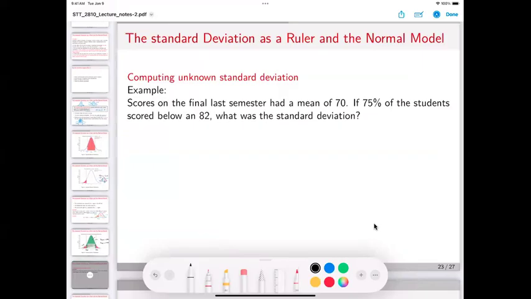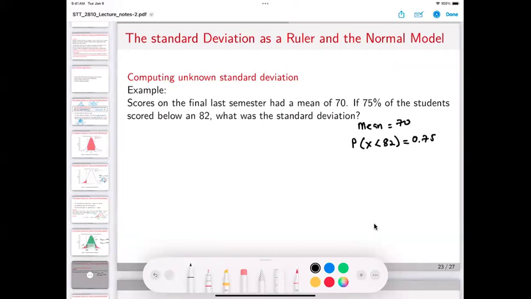So we are told that the scores of the final last semester had a mean of 70. So we know mean 70, right? We are told that 75% of the students scored below an 82. So let's say that if X is the scores, it means that probability that X is less than 82 is 0.75. Do you all agree with this? And we are asked what is the standard deviation?